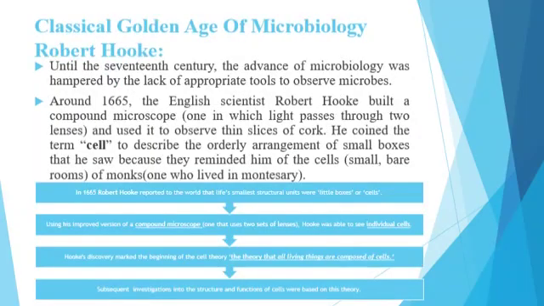So here we begin with the classical golden age of microbiology. A most prominent scientist in this age is Robert Hooke. One of the most important discoveries of biology occurred in 1665 with the help of a crude microscope by Robert Hooke. Hooke stated that life is based on smaller structural units that were cells. Hooke's discovery marked the beginning of the cell theory, which proposes that all living things are composed of cells.